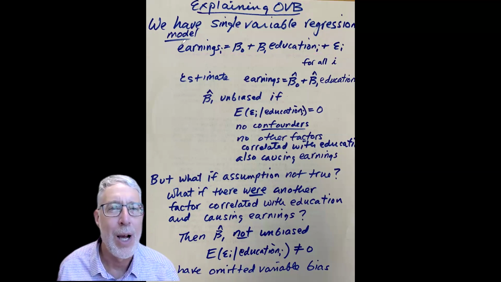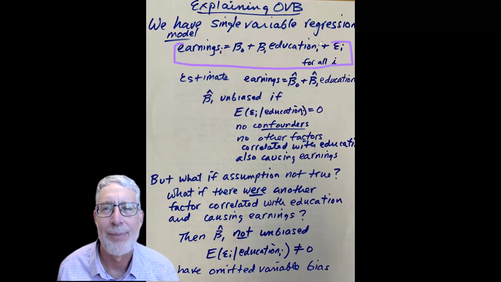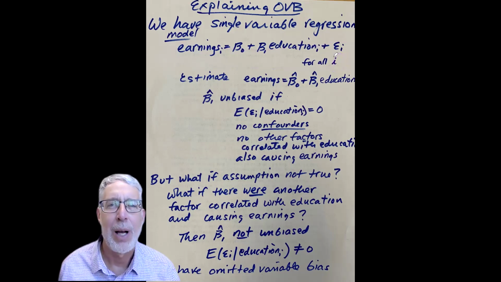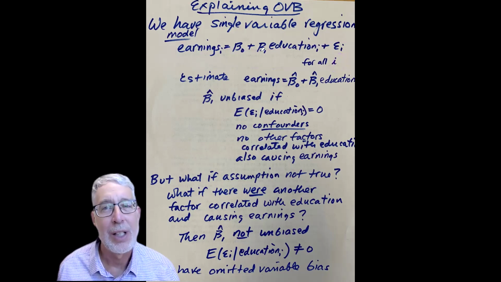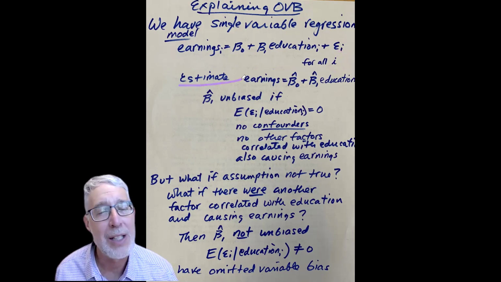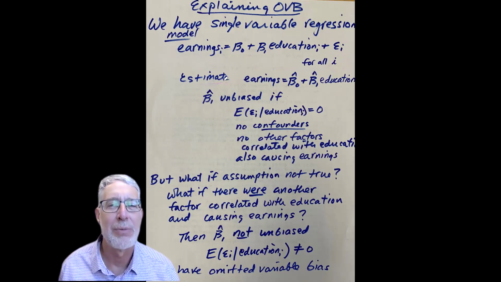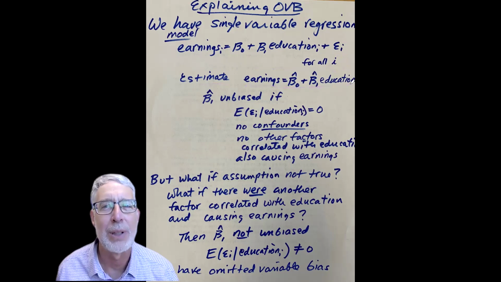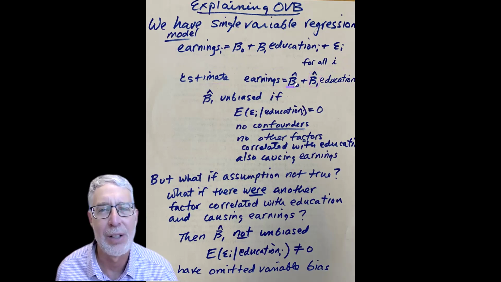And so this is our model for every observation, for every i, for every possible observation in our population. We would say that earnings depends on education and other factors. So that's our model. We go to get a sample of data from the population and we estimate this single variable equation, and we estimate beta 1 hat, the slope parameter, and beta 0 hat, the intercept.